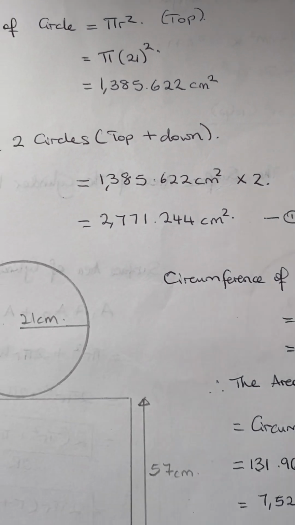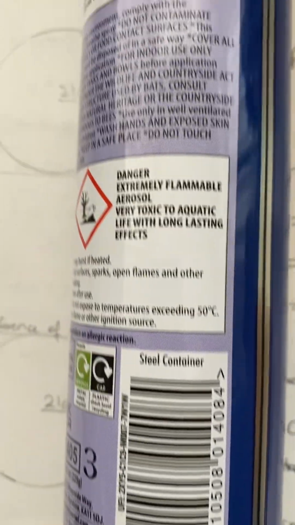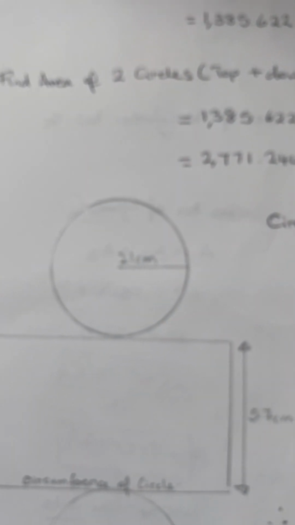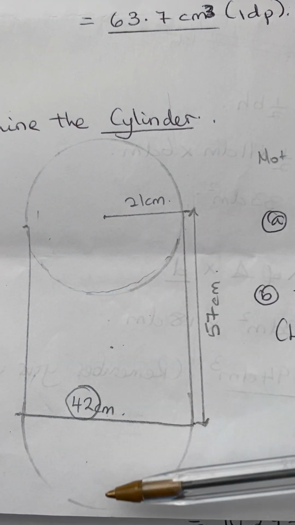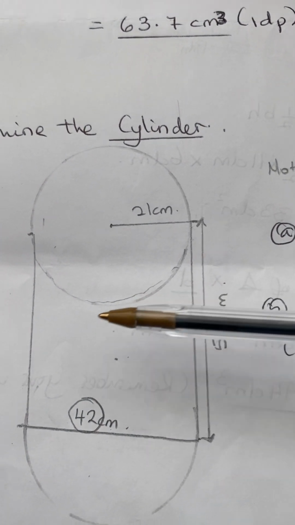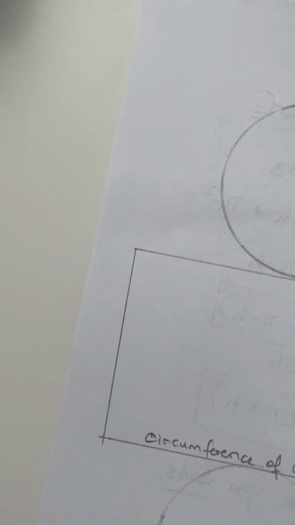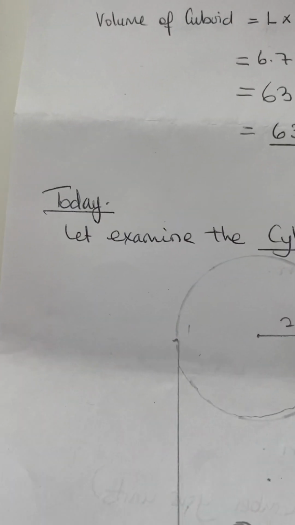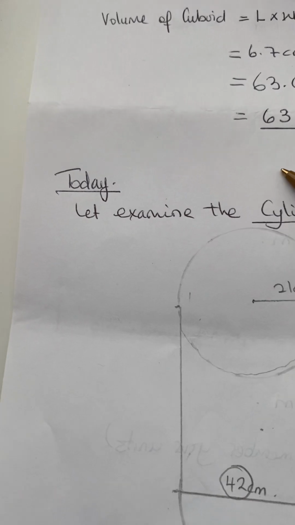But this cylinder is even. You can see it's even, meaning it's not bloated at one side and smaller on one side. So if you see the diagram here, it's an even cylinder. It's not squeezed in the middle, which makes our work a lot easier. And we have two circular parts, the top and the bottom part. So that part is easy.